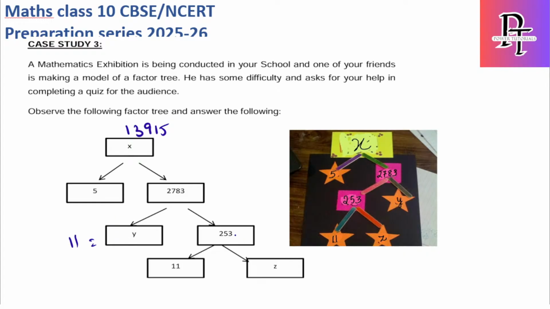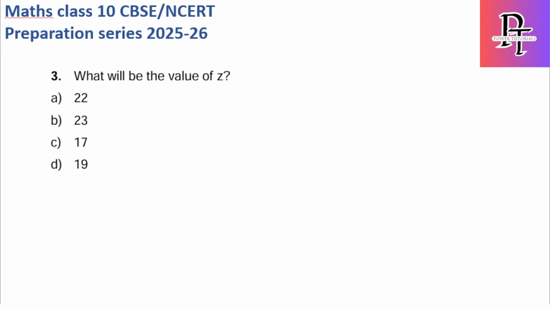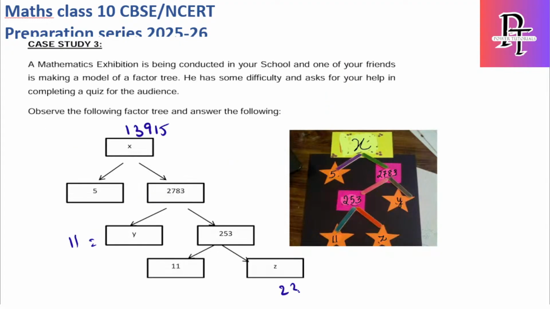What about the last one? 253 is getting again divided as 11 and something. So the z value they are asking, so it is 253 by 11. So I'll do it here. 11 2 is a 22, 22, okay, 33 I'm getting, so 11 3 is a 33. So this value is 23. So the z value is 23. So I got all the factors, which are 5, 11, 2 11s and 23.